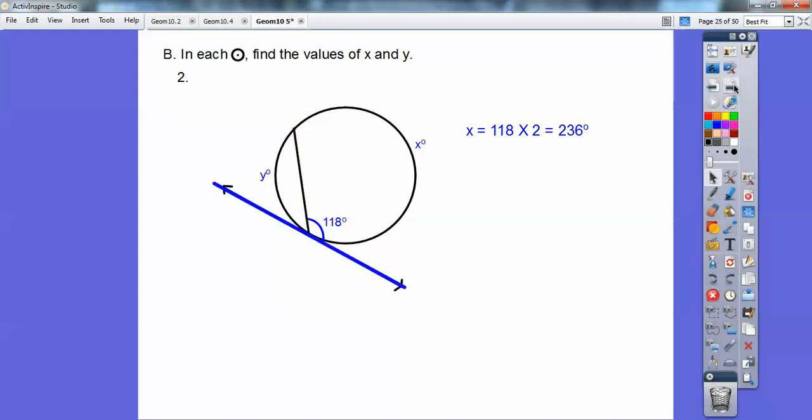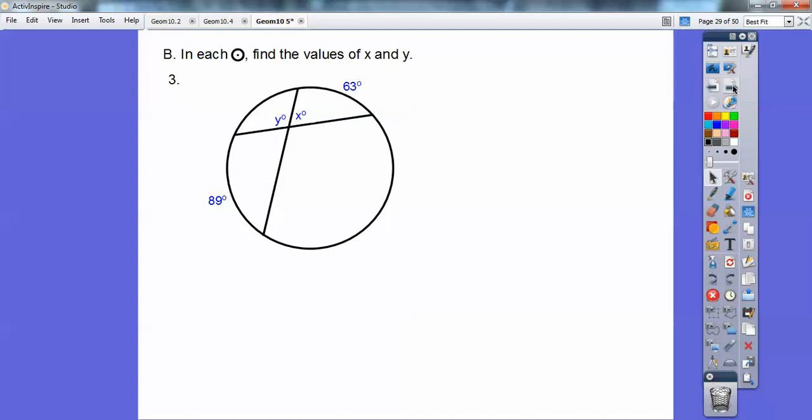I did it the backwards way. You could have done 360 minus 236. That's probably the quicker way. But I did it the longer way. Knowing me, I did a straight line as 180, so 118 plus 62, and then I doubled 62. But I could have also taken 360, because I know this is that big majority part of the circle, and the rest of it is this y over here. So 360 minus 236 is also 124. There are all kinds of ways to get these.